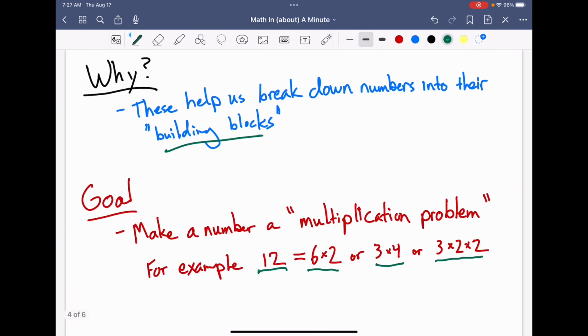And again, that gets back to our goal. What are we trying to do here? We want to break down numbers into their building blocks. If we can turn a number into a multiplication problem, that's very useful to see the makeup of it. And these divisibility rules just help us chip away at much larger numbers and break them down into those multiplication problems. So good luck with your homework or practice, and let me know if you have any questions.